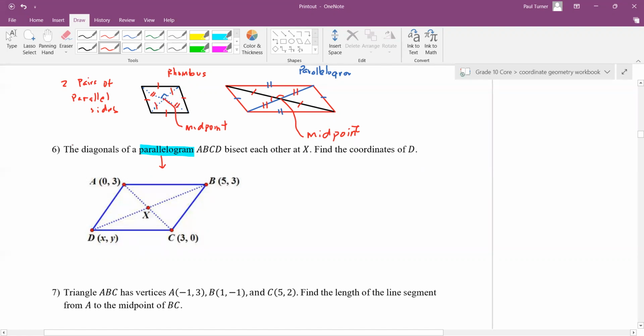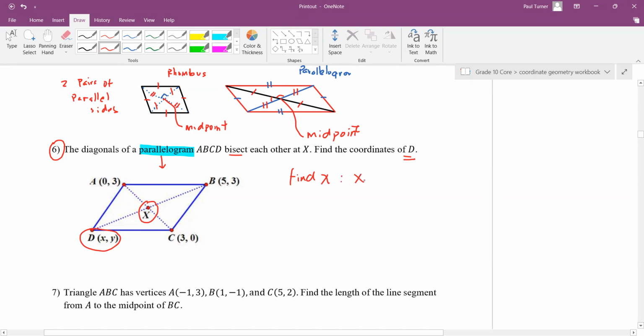So in this question, we'll do this tomorrow because we only have 2 minutes left. They bisect each other, means they cross over. We want to find coordinates of D, this here. And I just mentioned that X is the midpoint of AC. So find X first. You can't get D yet, impossible. We need to find this midpoint. And that midpoint is the midpoint of AC, and it's also the midpoint of BD.